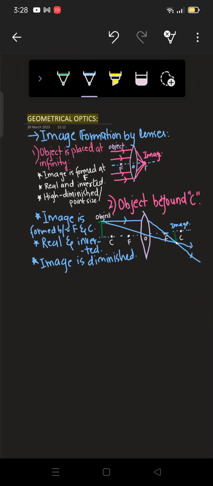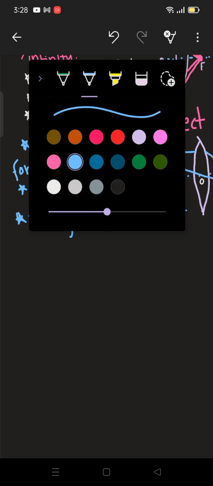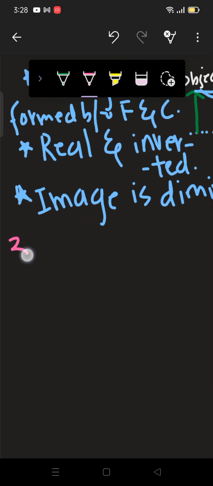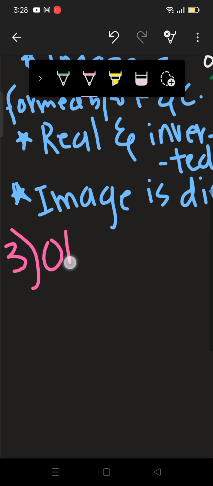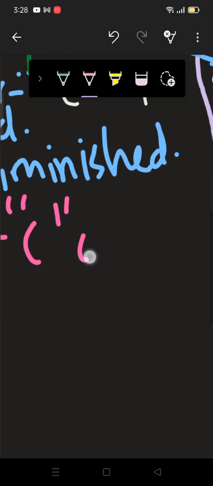So we have studied the second condition as well. When the object is beyond C, the image is formed between C and F. Now the third condition is when the object is placed at C or 2F, because we know the second name of 2F is C, which means center of curvature. Let me write the third rule first: when the object is at C or 2F.